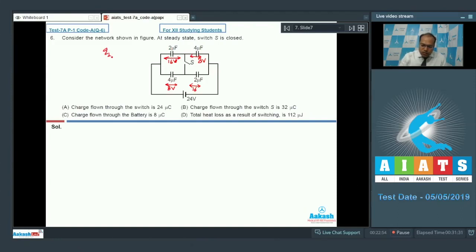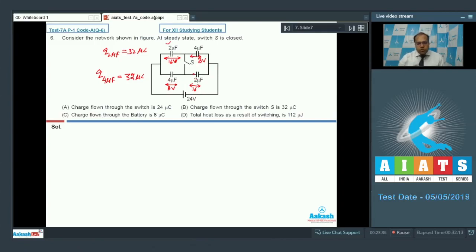on the 2 microfarad capacitor it would be 32 microcoulomb on this side, plus 32 and minus 32. And if I calculate the charge on the 4 microfarad capacitor, it comes out to be 4 into 8, that is 32 microcoulomb. So the charge on this capacitor as well as on this capacitor is the same. Similarly, the charge on this capacitor as well as on this capacitor is the same.